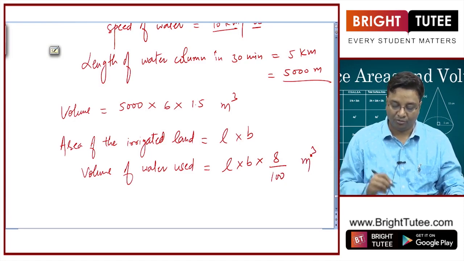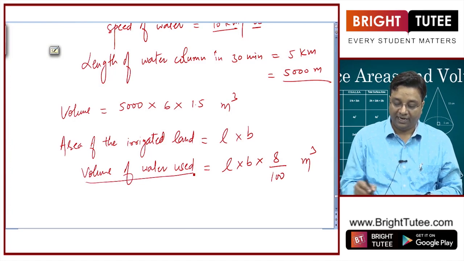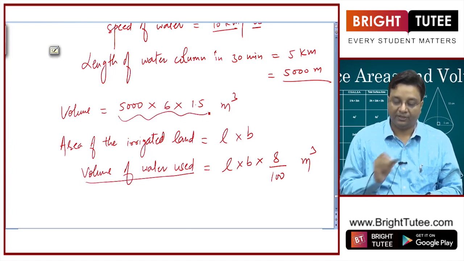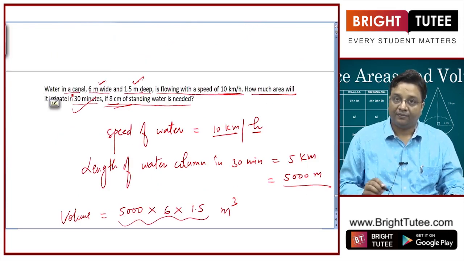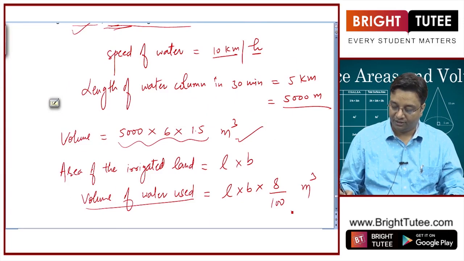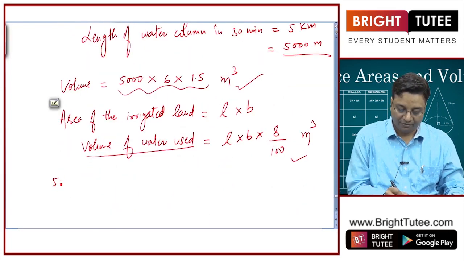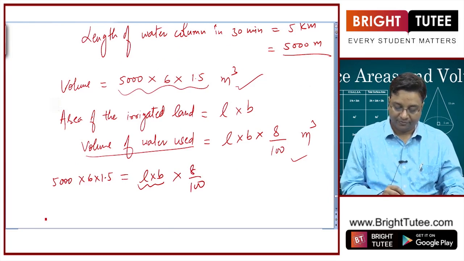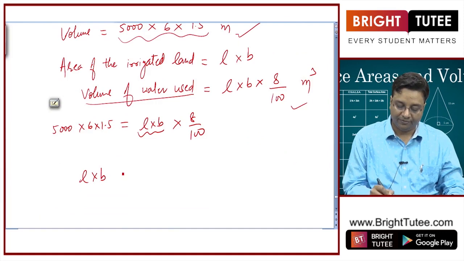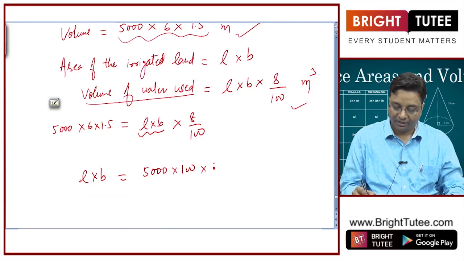So in meter cubes you need this much volume, and it is the same volume that is flown out of that canal, right? So I need to equate this with this. So 5000 into 6 into 1.5 is equal to L into B, or we can say area, into 8 by 100. So L into B is equal to 5000 into 100 into 6 into 1.5 divided by 8.